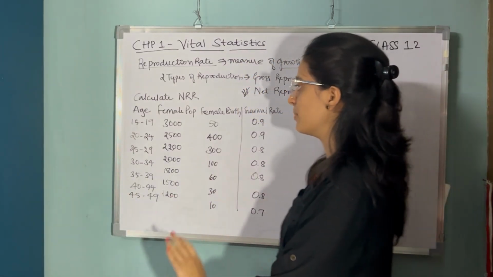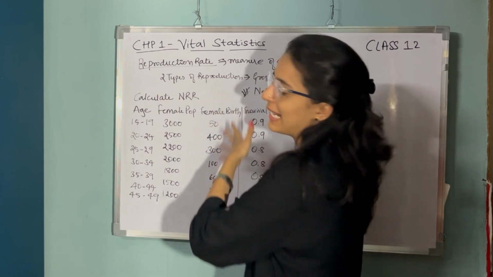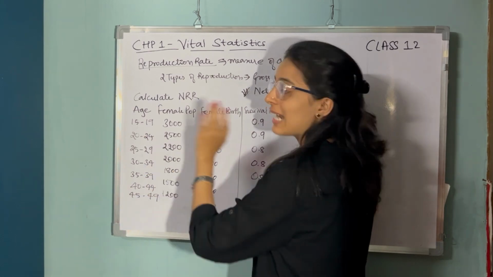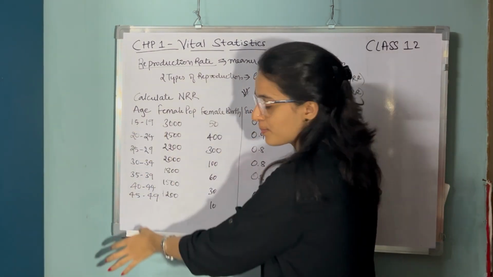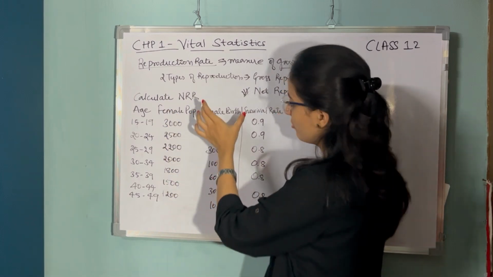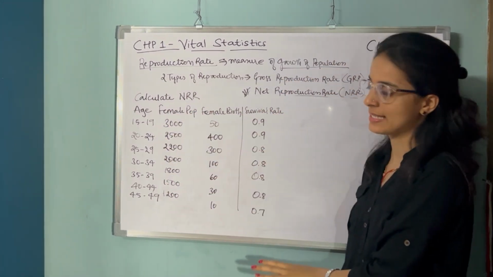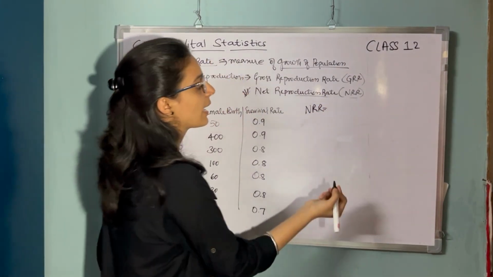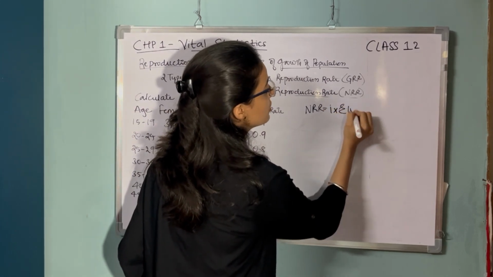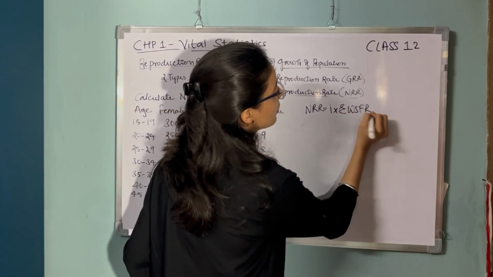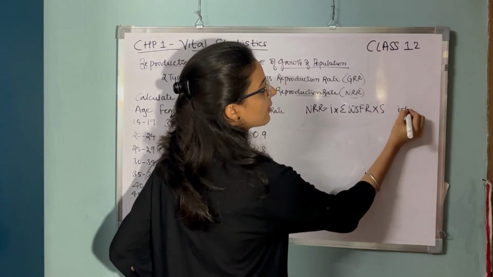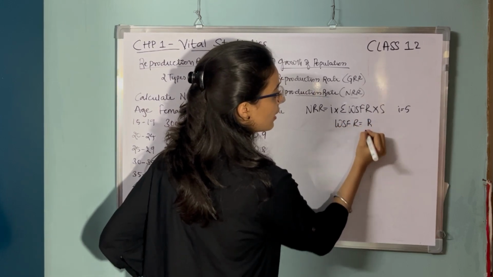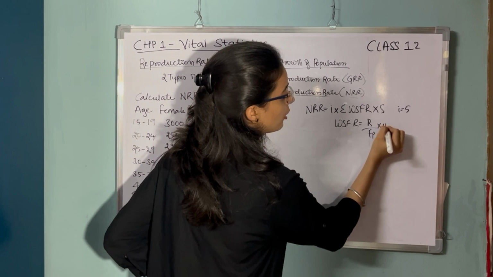So now we have information which asks us to calculate NRR, that is net reproduction rate. Here you see age group is given, and again I will be 5 because the width of the age groups is 5. Female population, female birth, and survival rates are given. So what is our formula for NRR? I into summation WSFR into S. I will be 5. What will be WSFR? Female birth by female population into 1000.